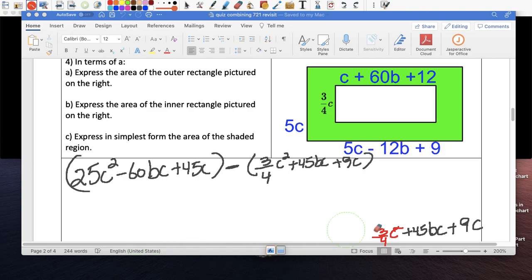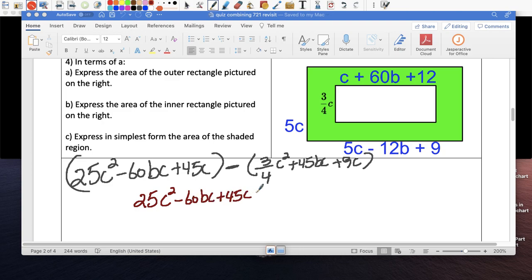We write parentheses because there's more than one term, and we have to now change the signs of the terms inside. So, first parentheses, nothing happens. Everything comes out the same. Second parentheses, because of this minus sign, everybody inside changes. So that 3/4 c squared comes out as negative 3/4 c squared. Plus 45bc becomes minus 45bc. And the plus 9c becomes minus 9c. You have to really be careful. And again, if you want to picture there's a 1 here and use the distributive property, it's the same thing.